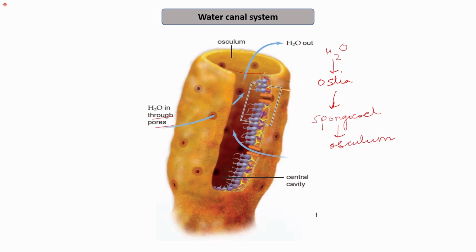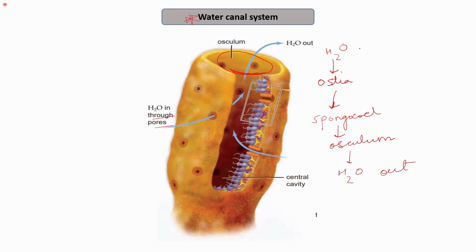Osculum is this outer pore. So this is the osculum. Water comes out through the osculum, and the water is then out of the body. So this is how the water is being taken up by the sponges. So they have a water canal system. This water canal system is really important to understand because it is particular to the poriferans.